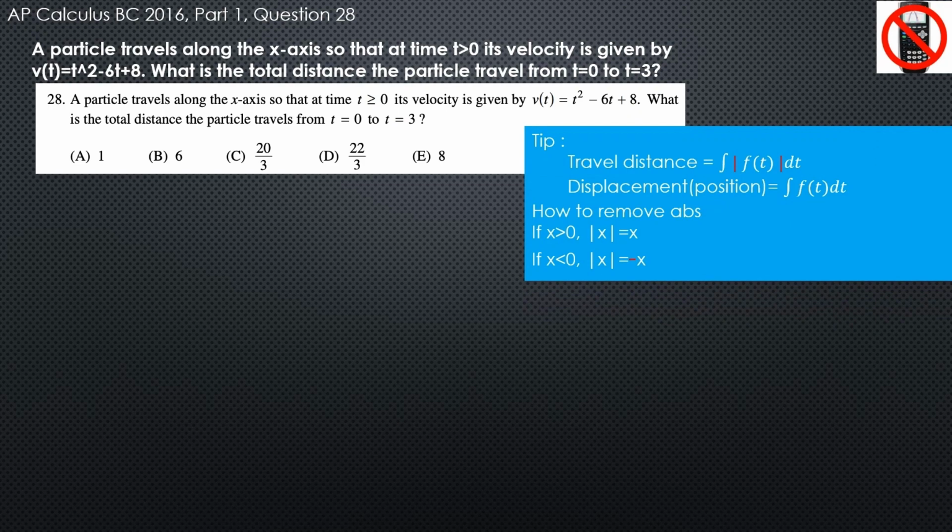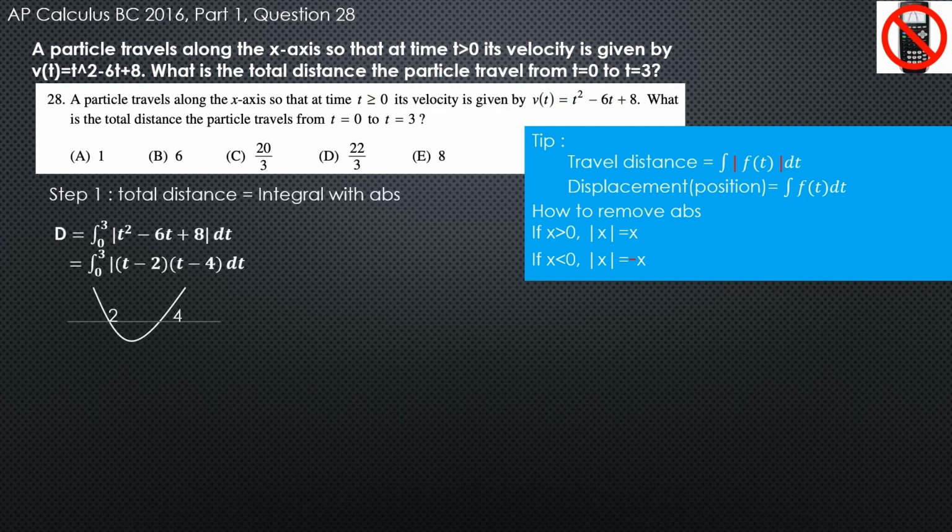Travel distance is the integral of the absolute value of function f dt. Displacement or position is the integral of function f dt. And a tip about how to remove the absolute value: if x is greater than 0, absolute x equals x. If x is less than 0, absolute x equals minus x.